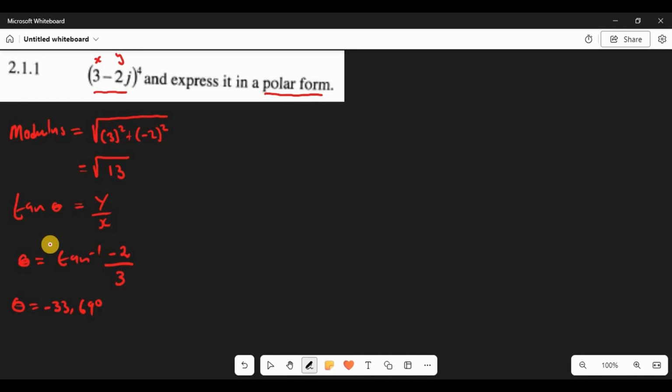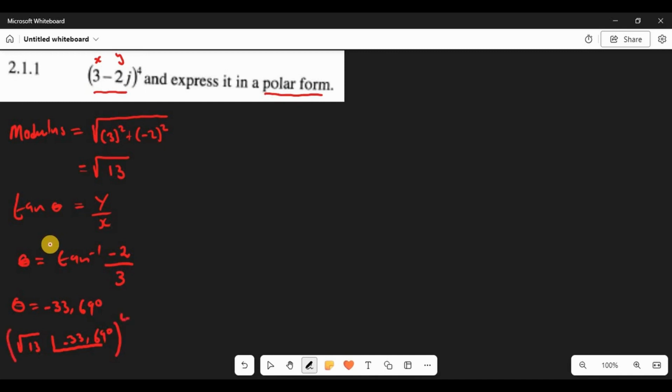Now to write this in polar form, this is how you write it. You write the modulus, which is root 13, and then the angle, which is negative 33.69 degrees. But do not forget guys, this is the same as what we have inside here. So don't forget that this is to the power of 4, so don't forget the power of 4 here.